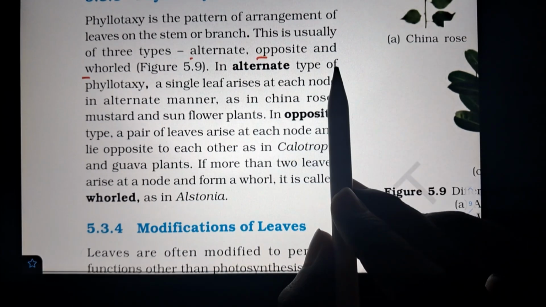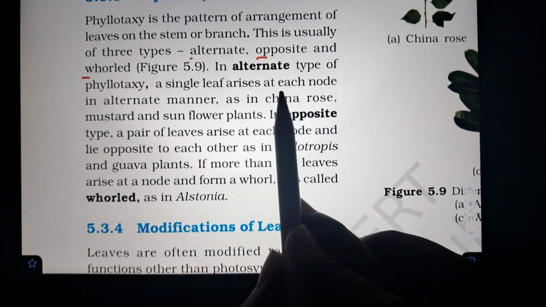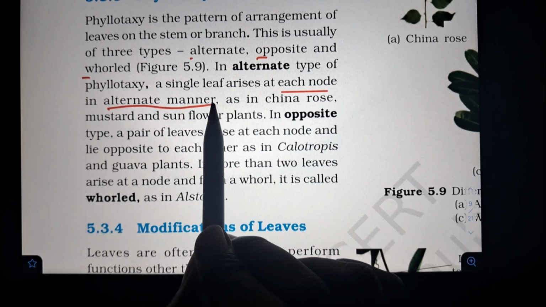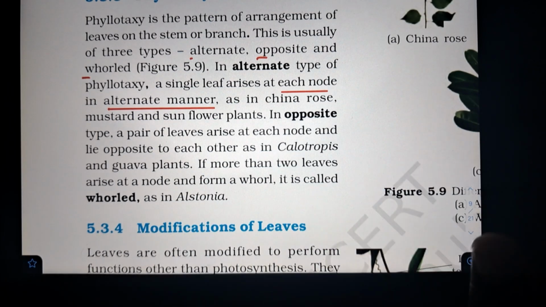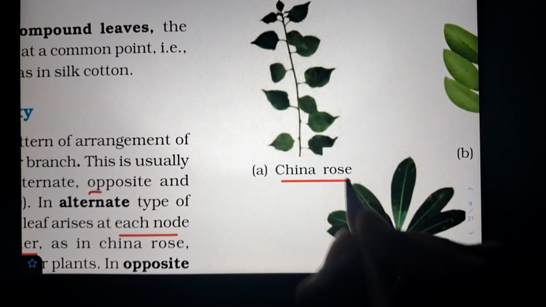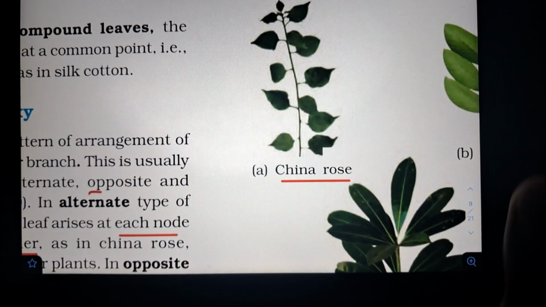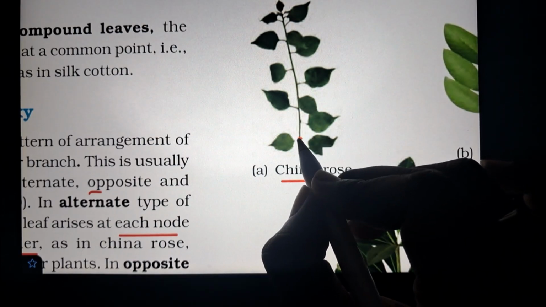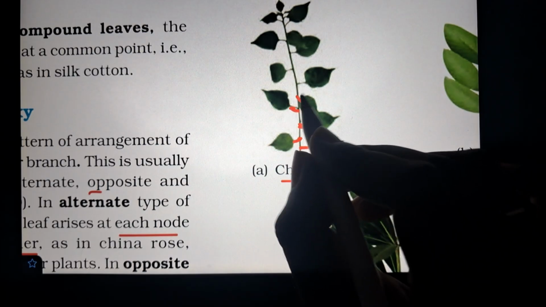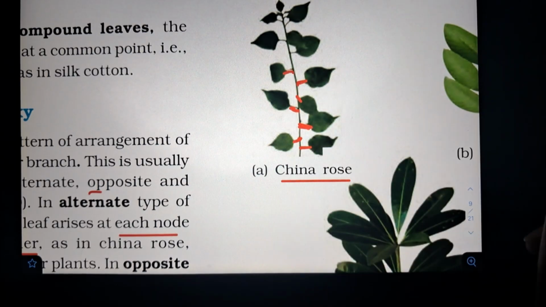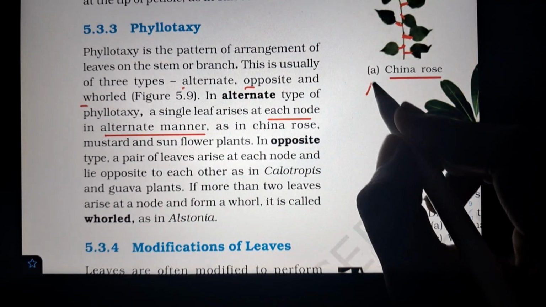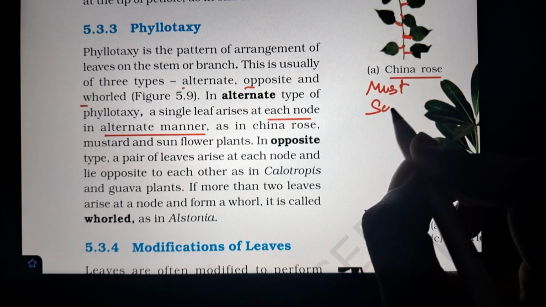In alternate type of phyllotaxy, a single leaf arises at each node, in an alternate manner, meaning there is no opposite leaf. Here you can see this. The example is China rose. This is the alternate phyllotaxy. You can see at each node, each leaf is alternate. The examples are China rose, mustard and sunflower.